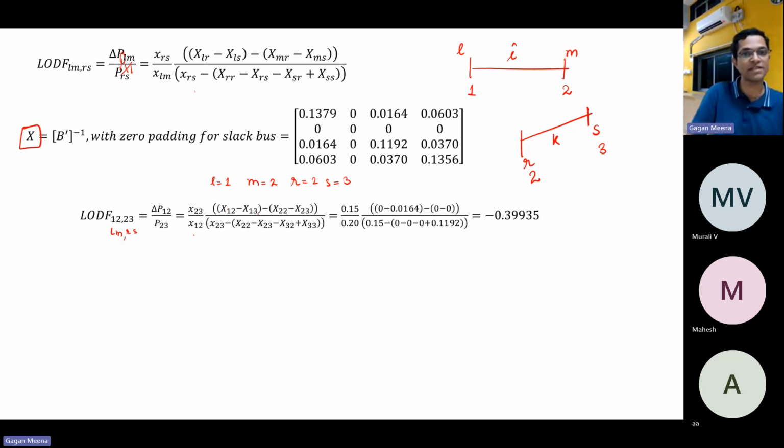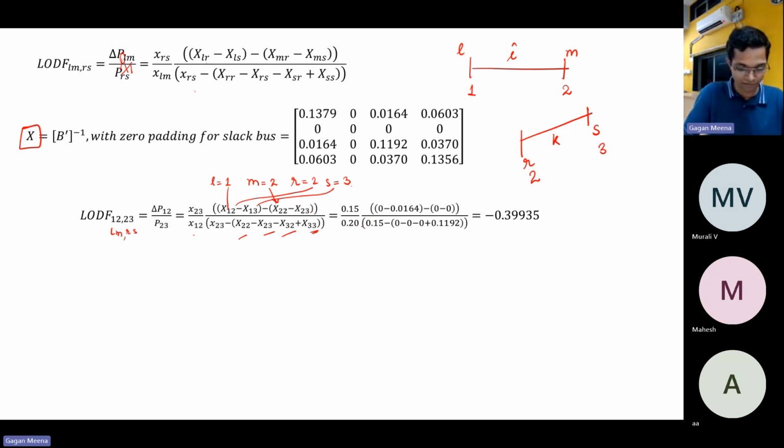Okay, so x12 minus x13 minus x22 minus x23. Take first L equals 1, R equals 2, S equals 3. So LR minus LS minus MR minus MS. So M is 2, then R is 2, S is 3. And here x23, it is the same diagonal, minus x22, which is RR. R is 2 here. So 2 2 minus RS 2 3 minus SR 3  2 plus SS, which is 3 3. Okay. So we substitute all these values.